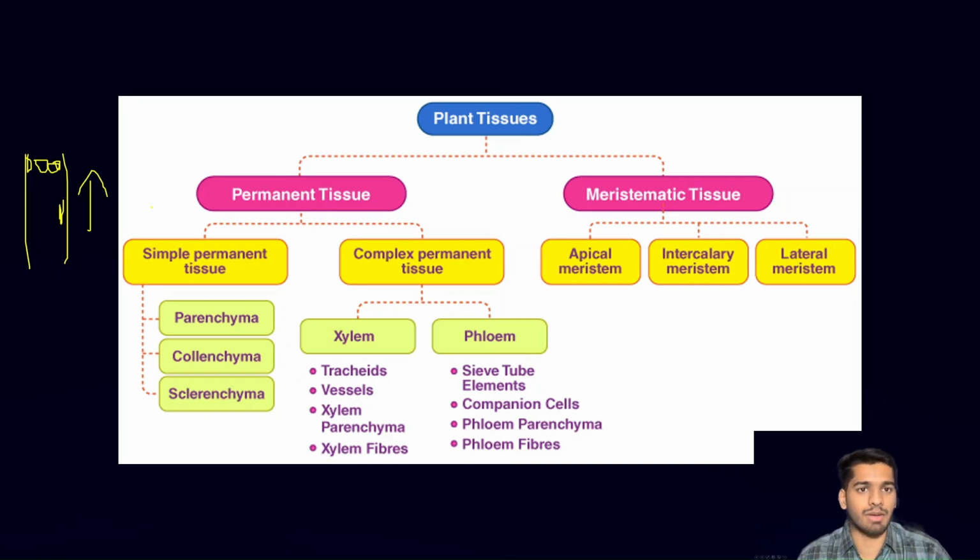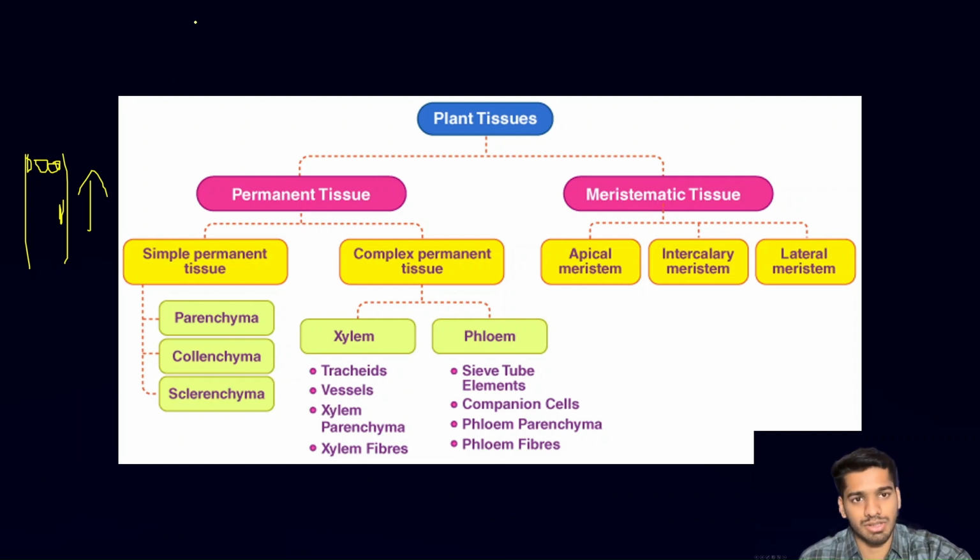For example, some tissue will decide to do the transportation of food. Some tissues might decide to transport the water. Some tissues might be there to provide rigidity. Some tissues might be storing something. So according to that, the permanent tissues are classified into two types: simple permanent tissue and complex permanent tissue. Now, what is simple and what is complex?